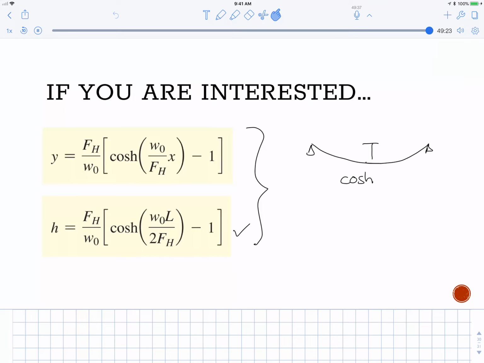So that's just a very, very brief overview of how to handle cables. If you really need to do this in the future, let's say you design suspension bridges, you'll look at this in much more detail.